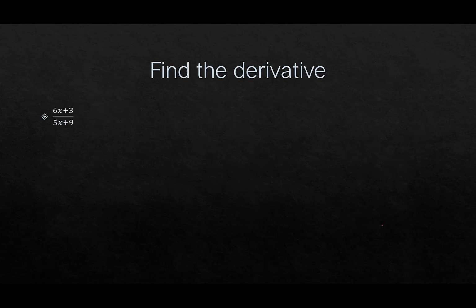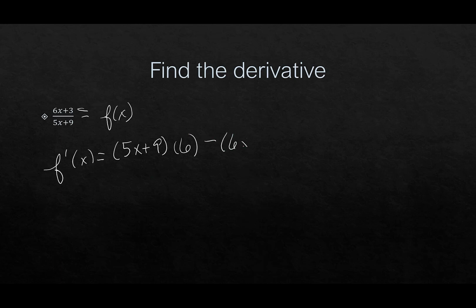Let's do some more of those. Here I have (6x plus 3) over (5x plus 9). This is going to be equal to f of x. I'm ready for the derivative, so I start low, 5x plus 9. I want to put these in parentheses because there will be a distribution to do, so you want to make sure you use both of the terms in the distribution. So there's my low, d high, derivative of 6x plus 3 is 6, minus high, 6x plus 3. Derivative of low, 5x plus 9 is just 5. And then all over the bottom squared.